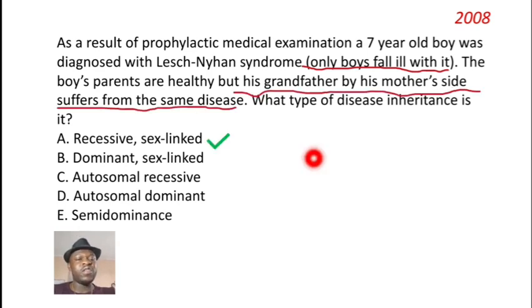Here I again highlighted the key points. Only boys are affected. The grandfather on the mother's side suffers from the same disease, so the mother is a carrier. The mother is passing this condition to the sons. X-linked dominant, I told you, only happens if the father is passing the condition to all the daughters. The autosomal options have nothing to do with this, because this condition is sex-linked. So these are wrong. Don't make that mistake.